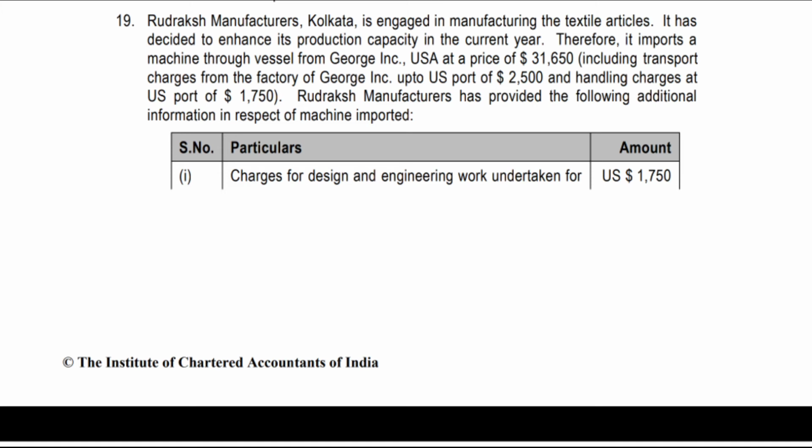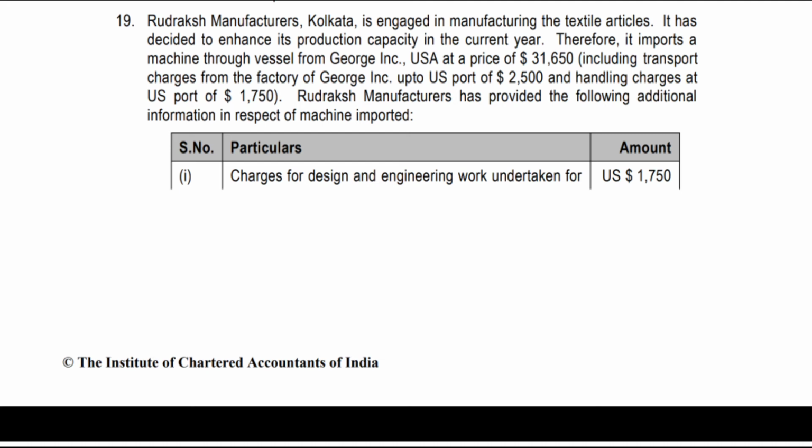Rudrak Manufacturers, Kolkata, is engaged in manufacturing textile articles. It has decided to enhance its production capacity in the current year. Therefore, it imports a machine through vessel from George Inclusive, USA, at a price of 31,650, which includes transportation charges from the factory, that is 2,500, and handling charges from the US port, 1,750. So that amount is included. So this amount 31,650 is the price.